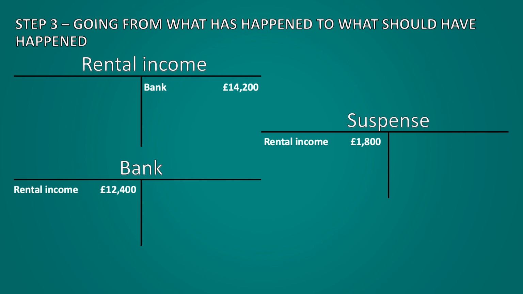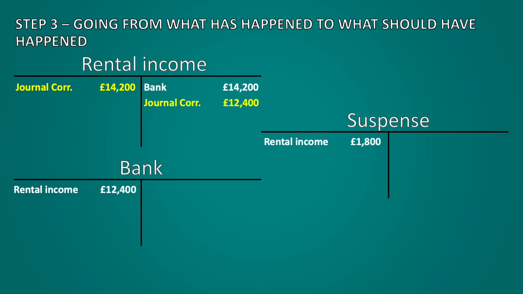Step 3, going from what has happened to what should have happened. To make the correction, the first step would be to remove the incorrect entry from the rental income account. To do this, debit the rental income for £14,200, bringing the balance down to zero. Next is to enter the transaction into the rental income account as it should have been in the first place, which is to credit the account for £12,400.